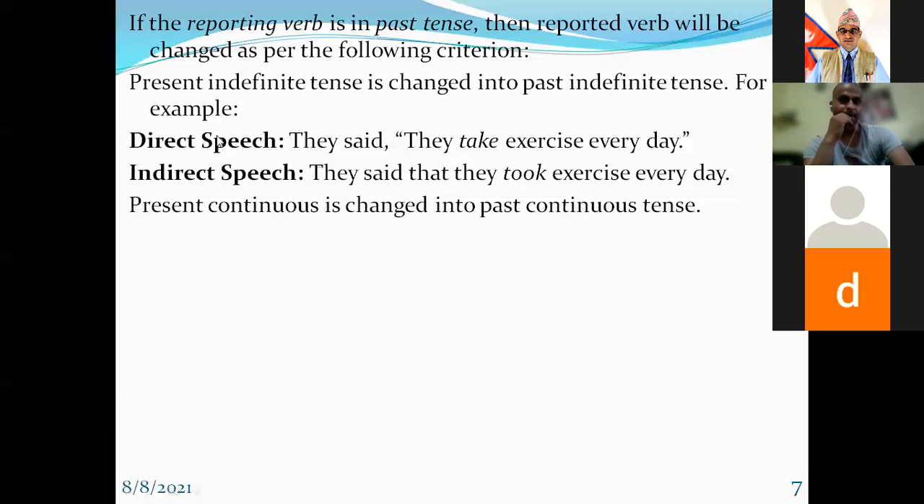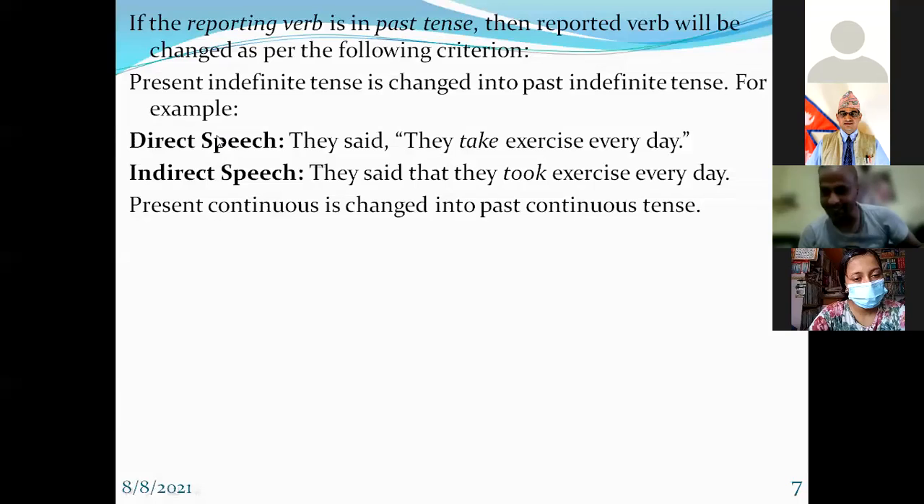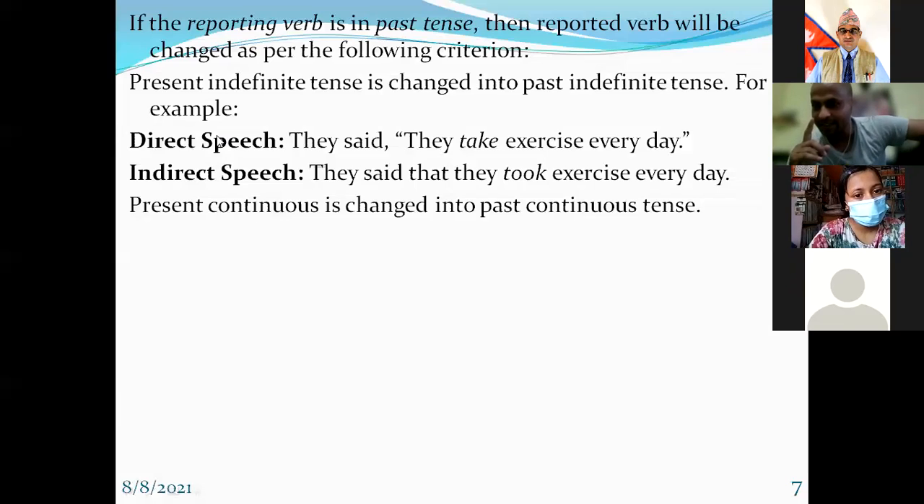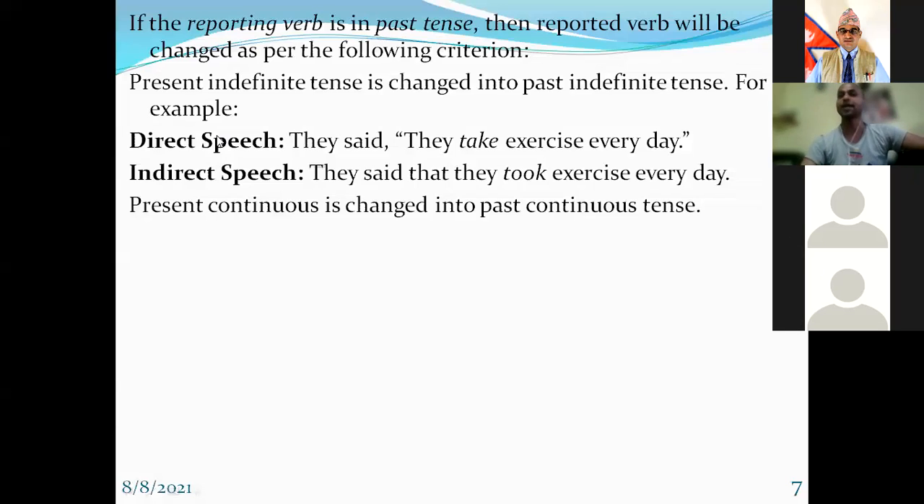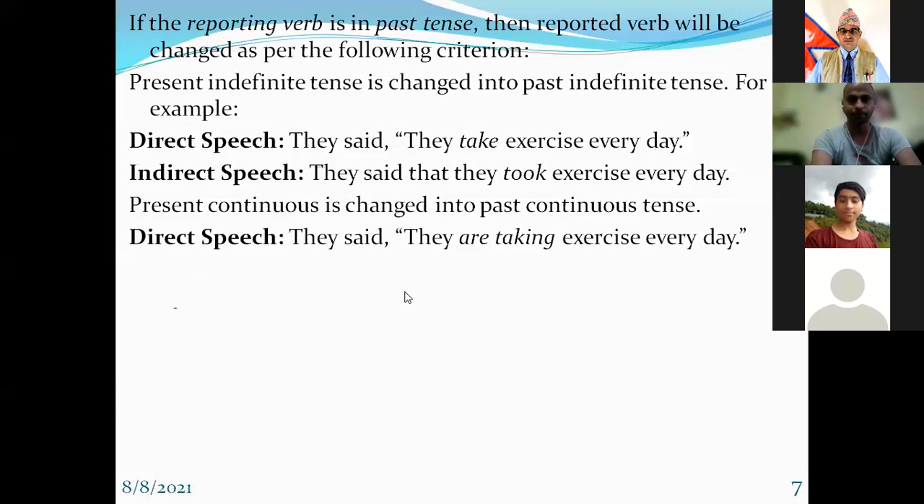Past perfect, past perfect continuous: no change. Sir, past continuous is changed into past perfect continuous. There is still confusion. Simple past changes into past perfect, past continuous changes into past perfect continuous tense. Other tenses do not change. Others, no change.